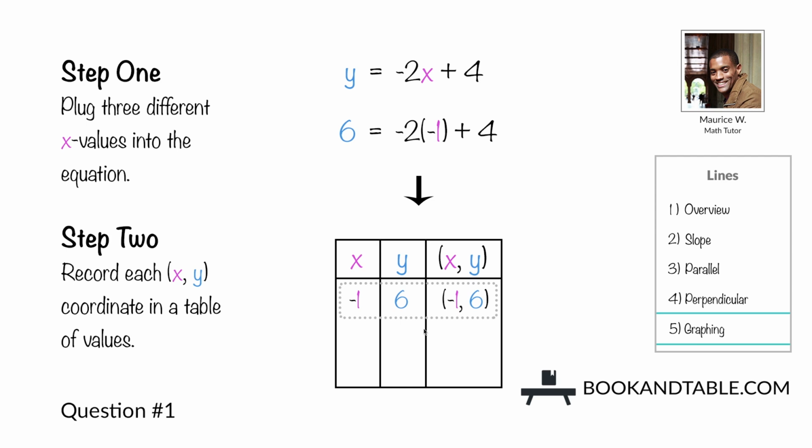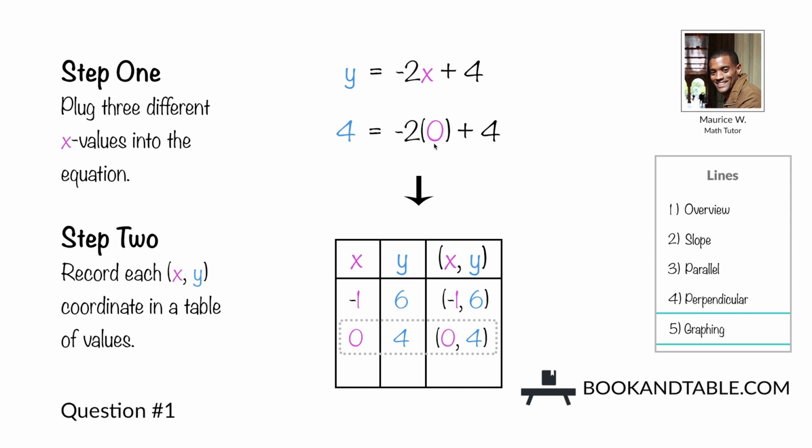Question number 1, we are given the equation y is equal to -2x plus 4. Step 1, plug 3 different x values into the equation. And step 2, record each xy coordinate in a table of values. So for our x values, we're going to use -1, 0, and 1 in each question. So if we plug in -1 for x, we get -2 times negative 1, which is positive 2. Positive 2 plus 4 is equal to 6. So our first coordinate is negative 1, 6.